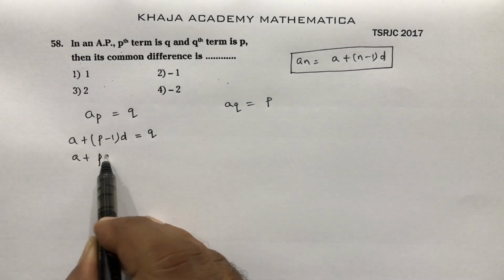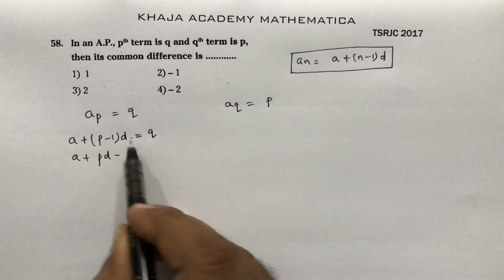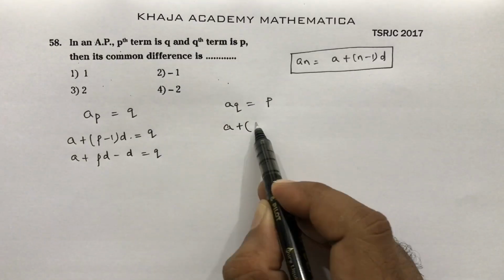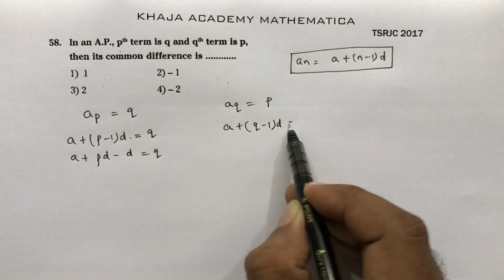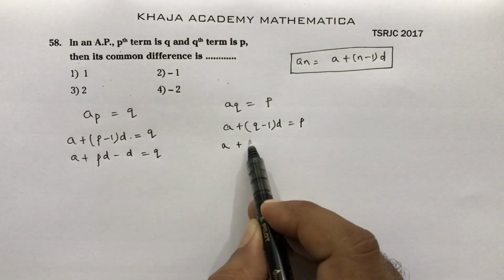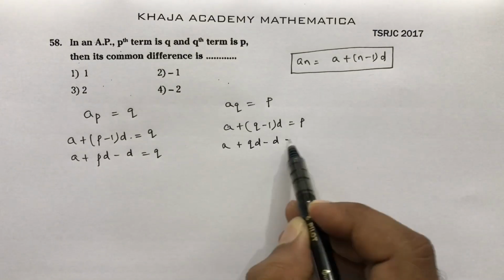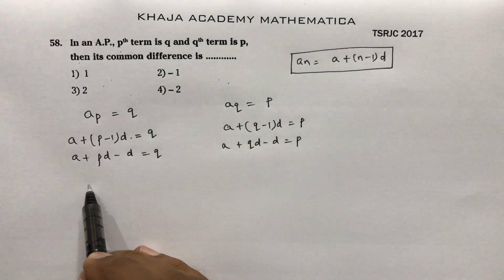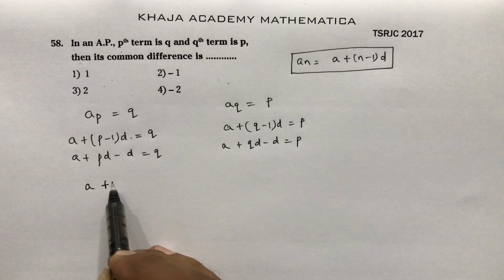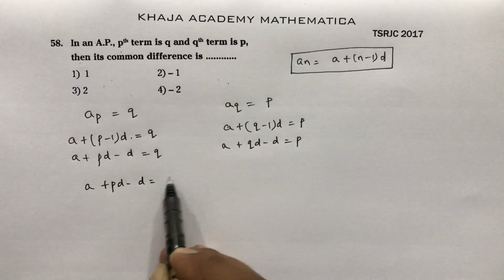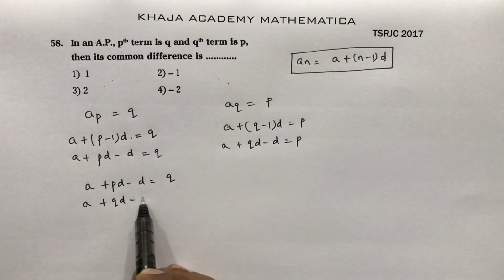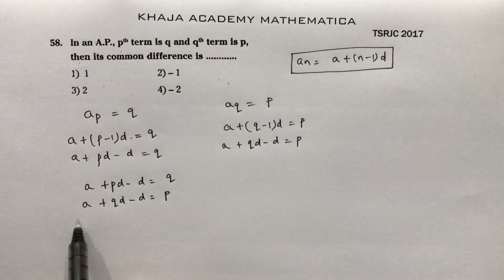A plus (p minus 1) into d equals q. And here, a plus (q minus 1) into d, a plus qd minus d equals p. Now I will eliminate these two. A plus pd minus d equals q. A plus qd minus d equals p.